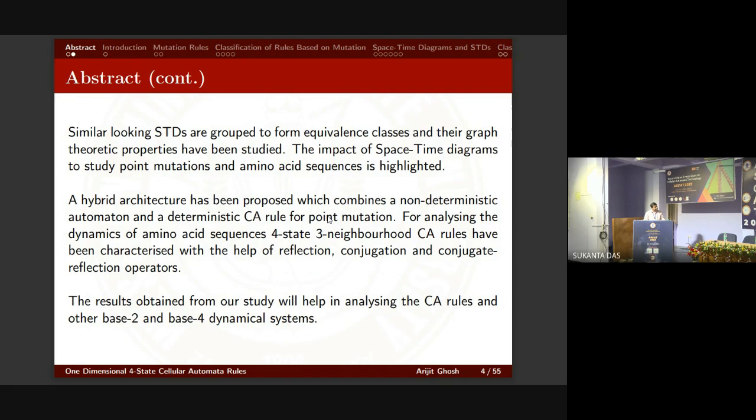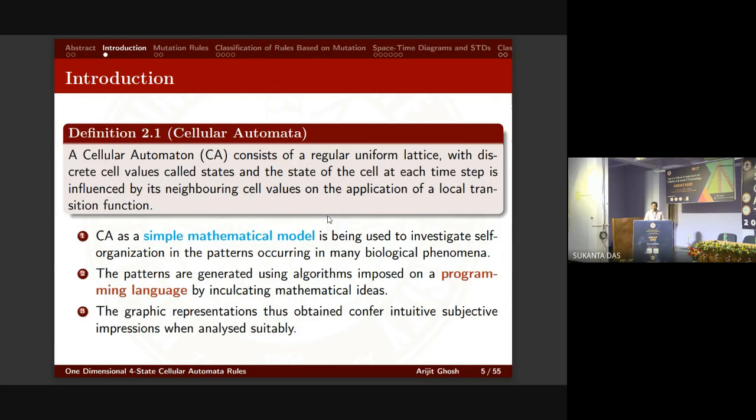The results obtained from our study will help in analyzing the CA rules and other base 2 and base 4 dynamical systems. All of us are aware of the definition of the cellular automaton. A cellular automaton consists of a regular uniform lattice with discrete cell values called states, and the state of each cell is influenced by its neighboring cell values on the application of a local transition function.